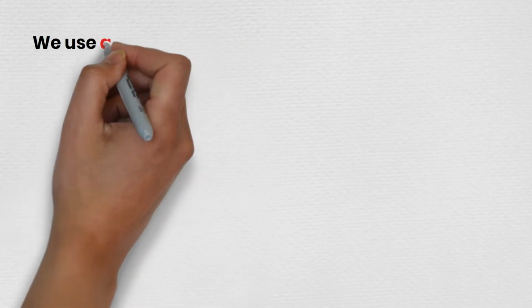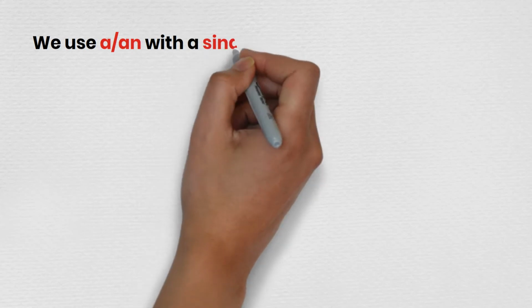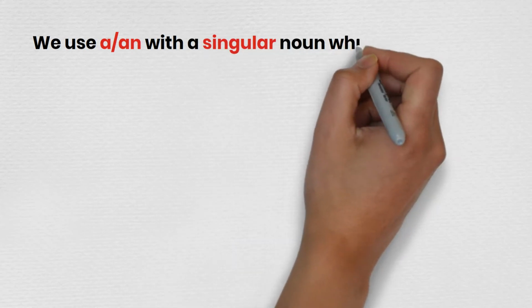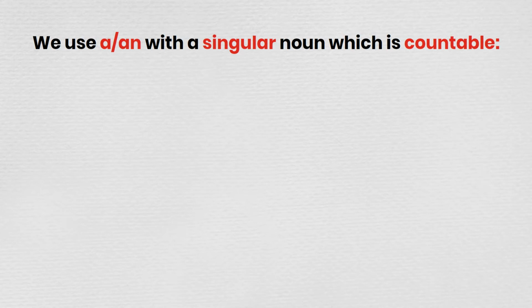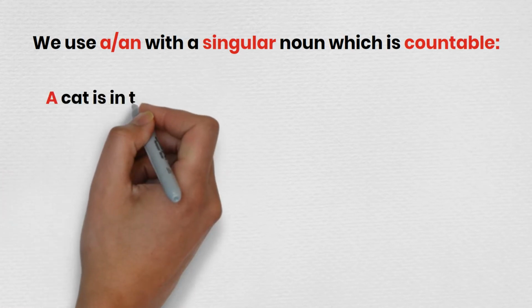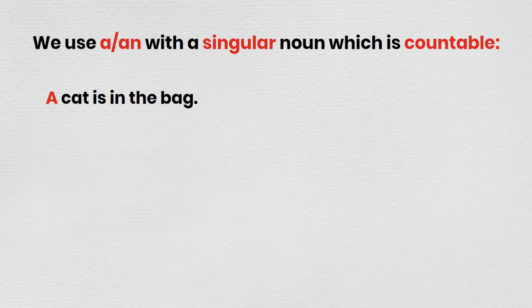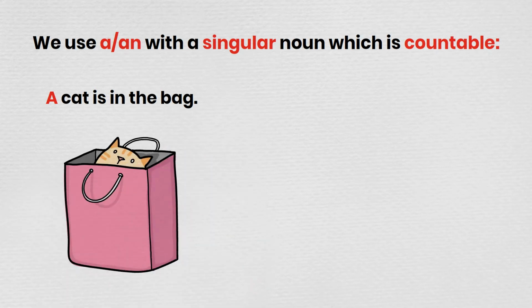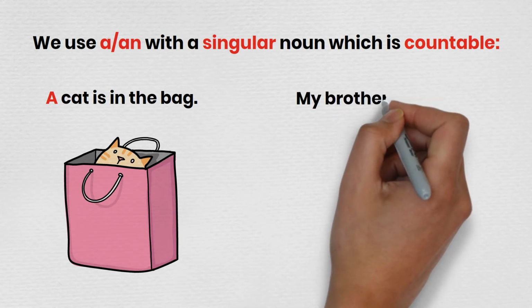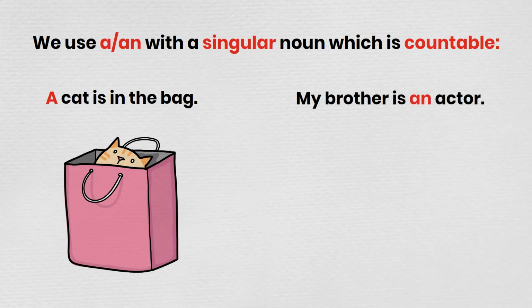We use a or an with a singular noun which is countable. A cat is in the bag. My brother is an actor.